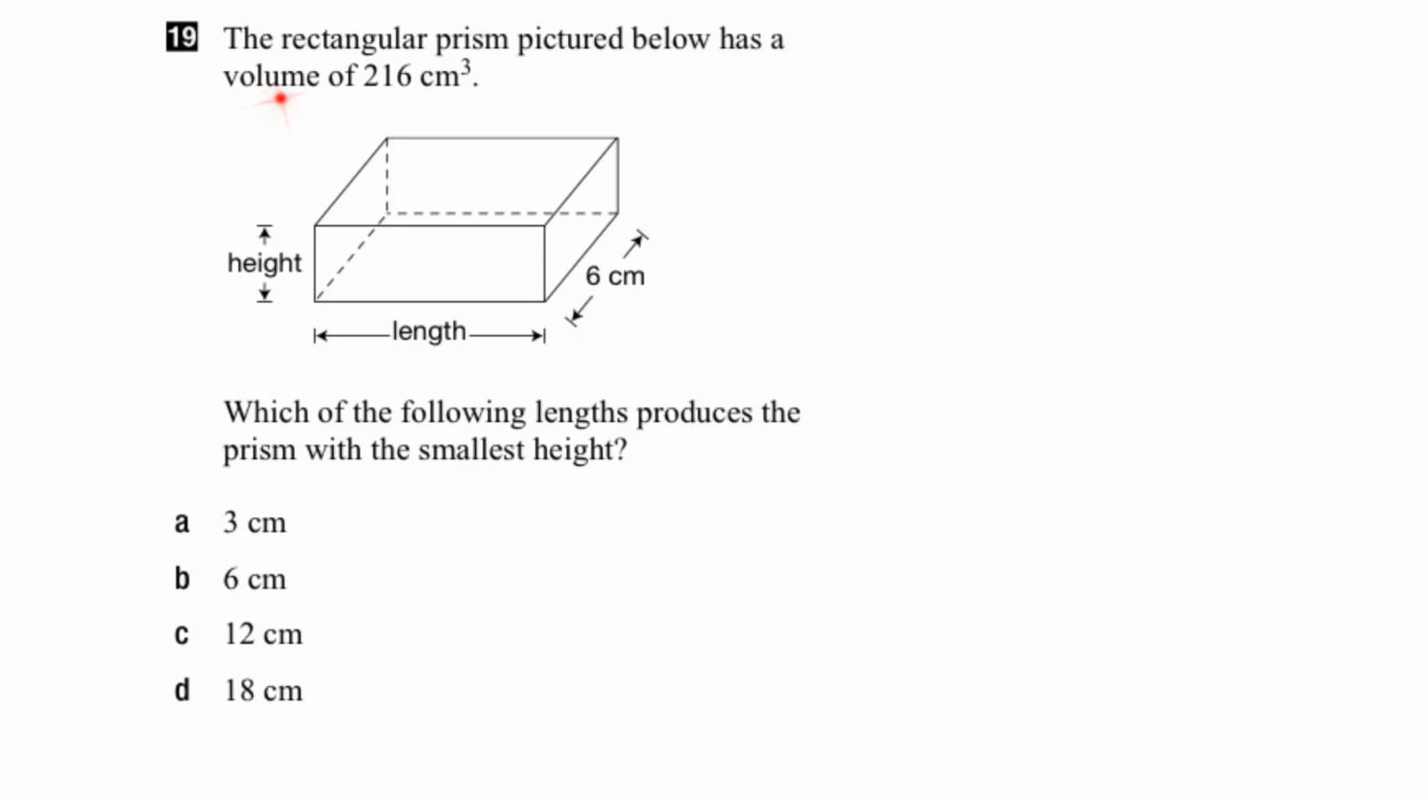Well, since we're given the volume, let's put down the equation for the volume of a rectangular prism. And that is volume is equal to the length times the width times the height. Next, let's look at what we're given. So the 216 centimeters cubed is the volume. The 6 centimeters is the width, and then we don't have the length or the height.